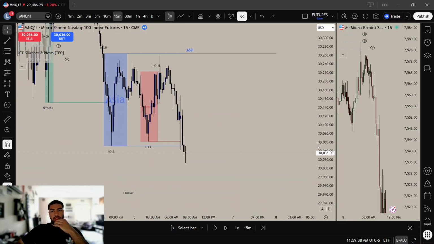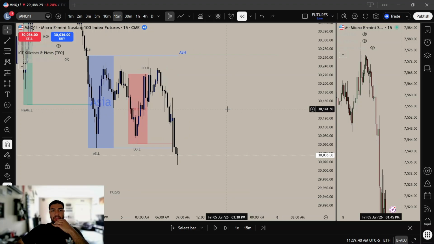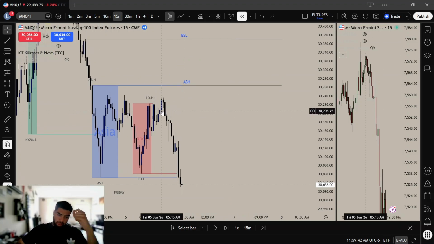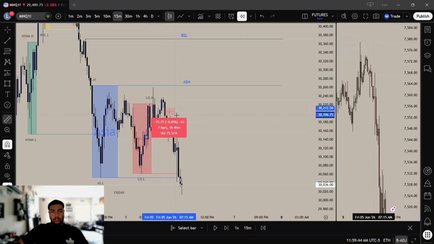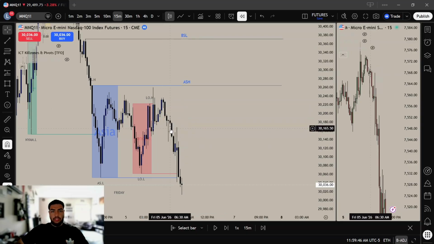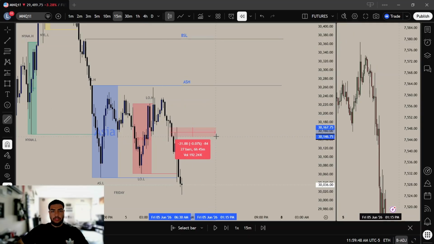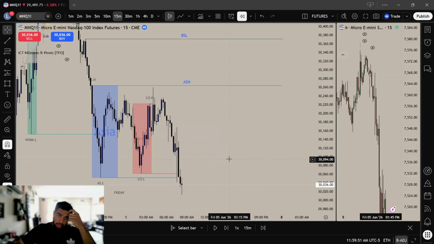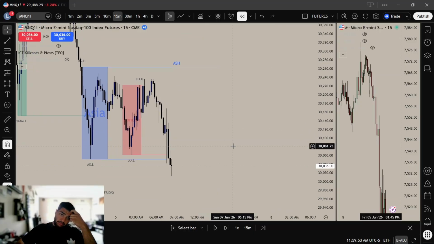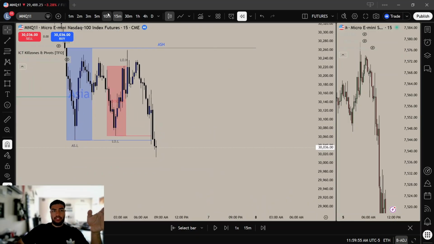Any huge 15-minute fair value gaps you got going on? We got this one, and then this one. Those two 15-minute fair value gaps, kinda, but we can mark them out. We can mark them out. Oops.